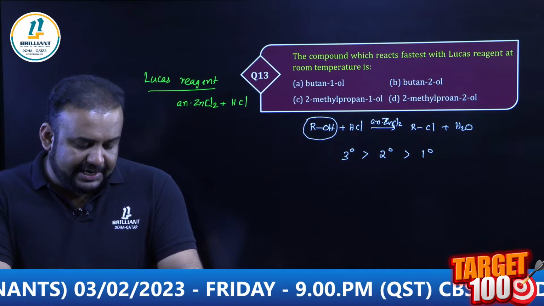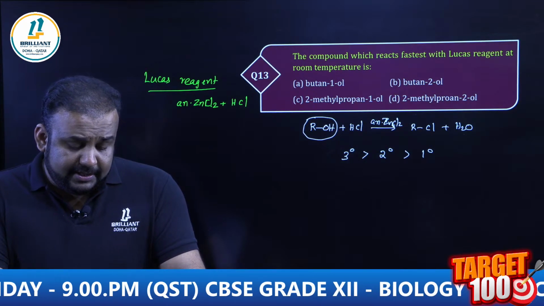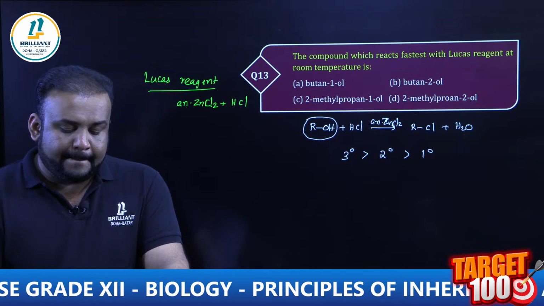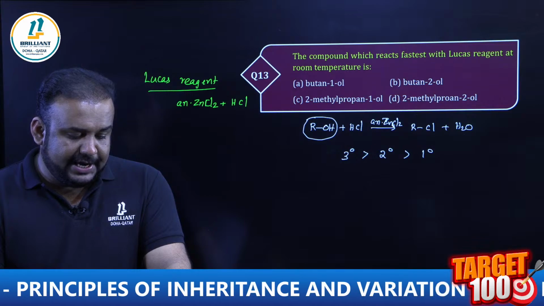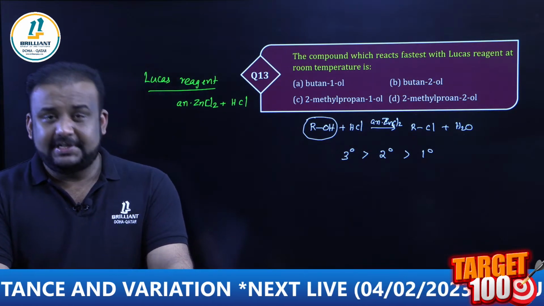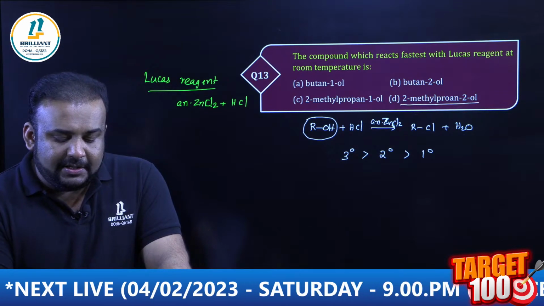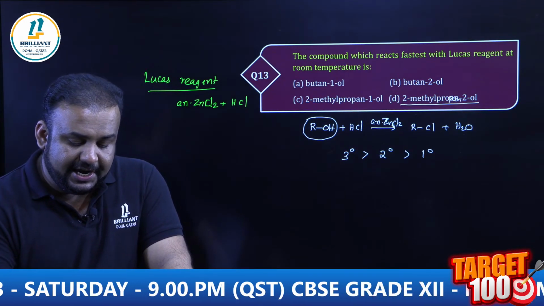Yes. Lucas reagent is used to identify differences between alcohols. Very good. So which is a tertiary alcohol here? All of you are saying D. Samuel is saying D, Reshma is saying D, Nitin is saying D, Zalaf is saying D. Yes. 2-methyl propan-2-ol, that is a tertiary alcohol.